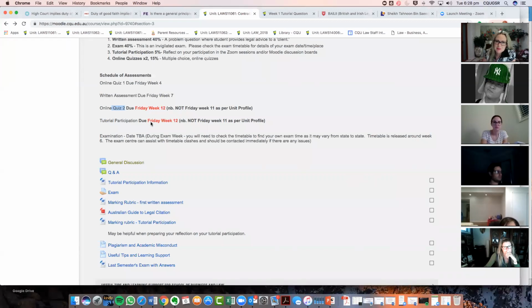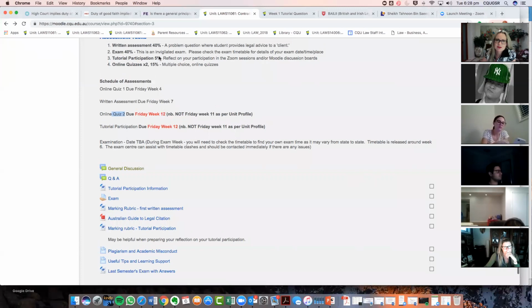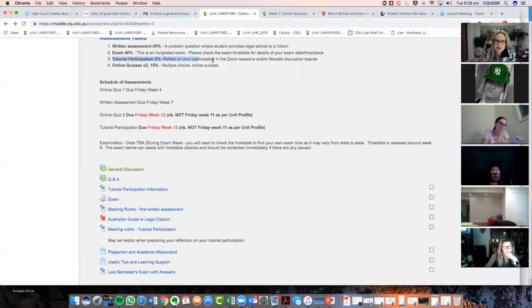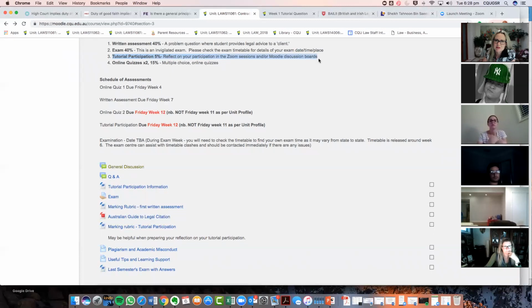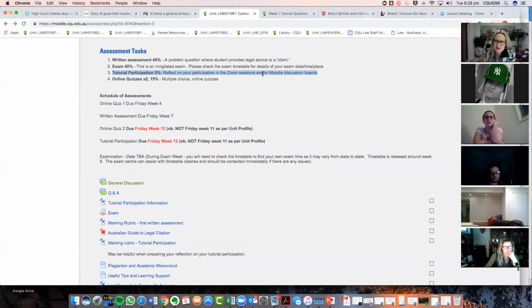Similarly, the tutorial participation exercise, that's 5%. And I want to draw this to your attention. Yes, it's only 5%, but it's 5% almost for nothing. Have a look at the description in the unit profile. It's not a whole lot of work. It's just a very short couple paragraph reflection on your journey through the tutorials, what you've learnt, lessons that you've picked up, and your personal thoughts on interacting with your peers.